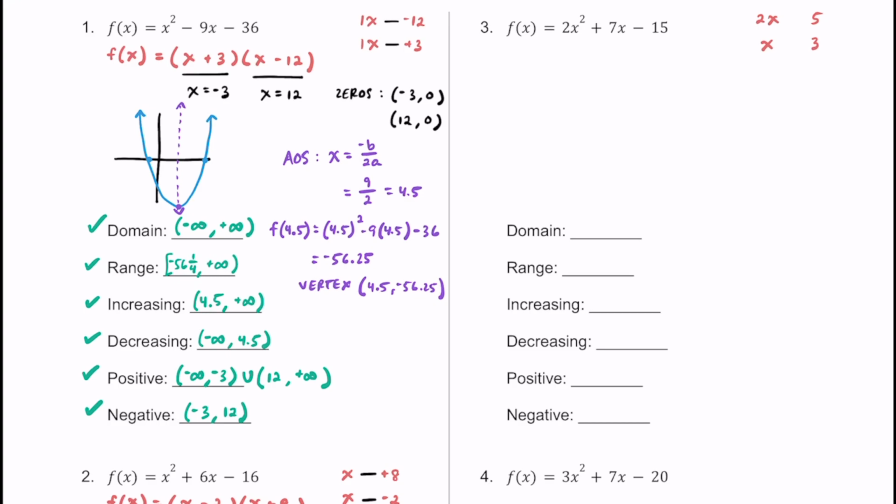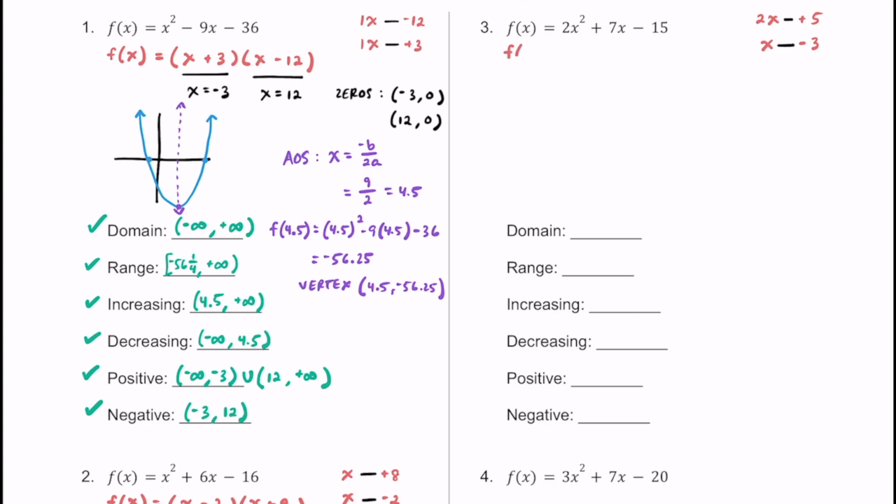We're looking for positive 7 in the middle. Let's try positive 5 and negative 3. If we pair this up across, 2x times 5 is 10x, and then x times negative 3 is negative 3x, so 10x take away 3x is 7x in the middle, so that works out well.